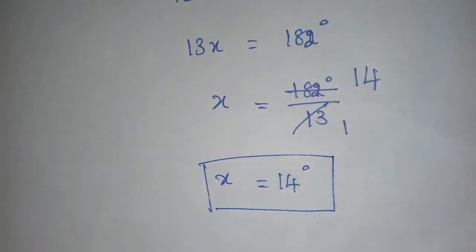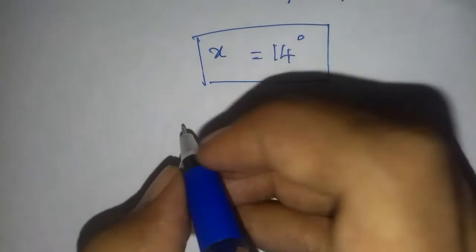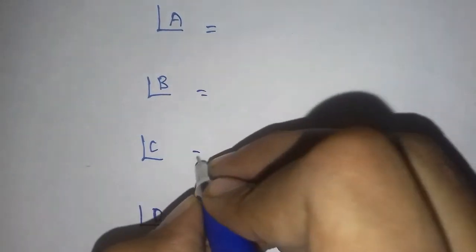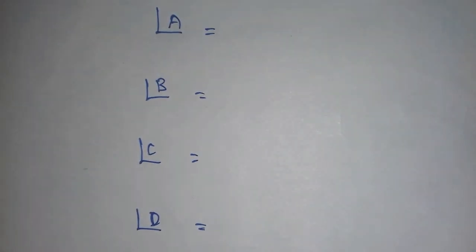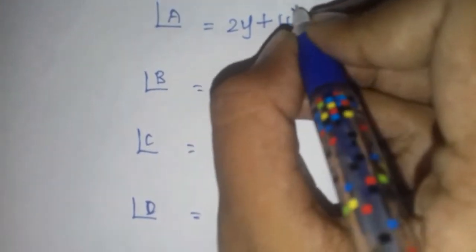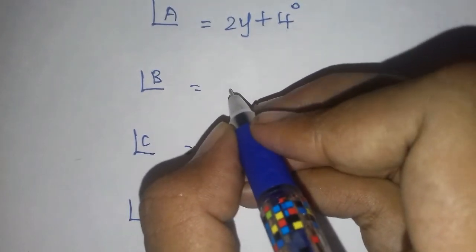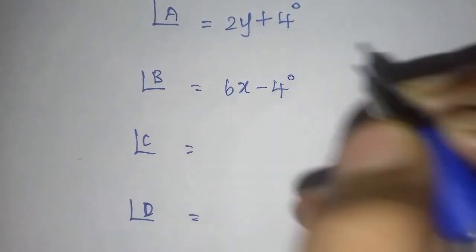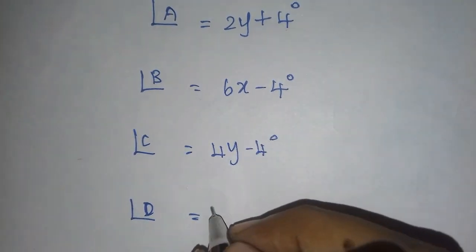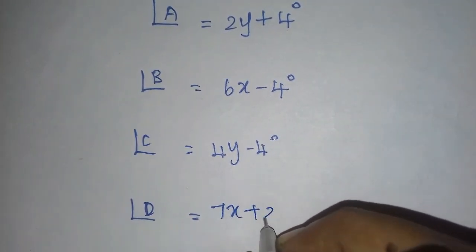Now we got the value of x and y. Now we can find all the 4 angles easily. What we have to find? We have to find all the 4 angles. Now we are going to find all the 4 angles. What is given as angle A? Angle A is 2y plus 4 degrees. Angle B is 6x minus 4 degrees. Angle C is 4y minus 4 degrees. Angle D is 7x plus 2 degrees.